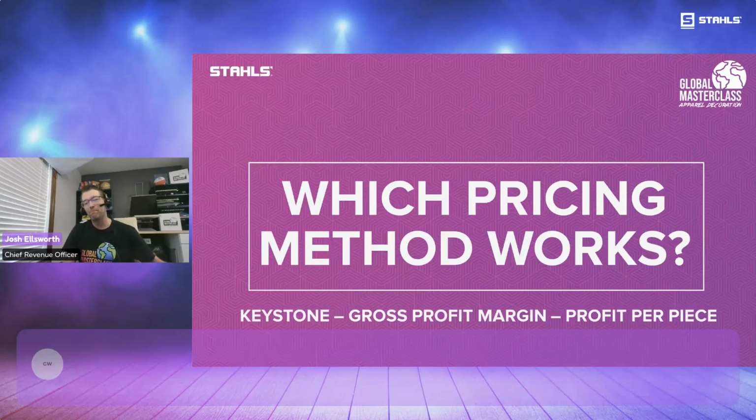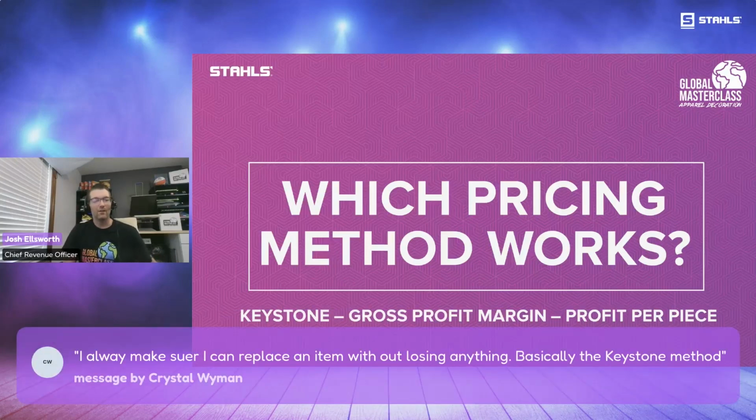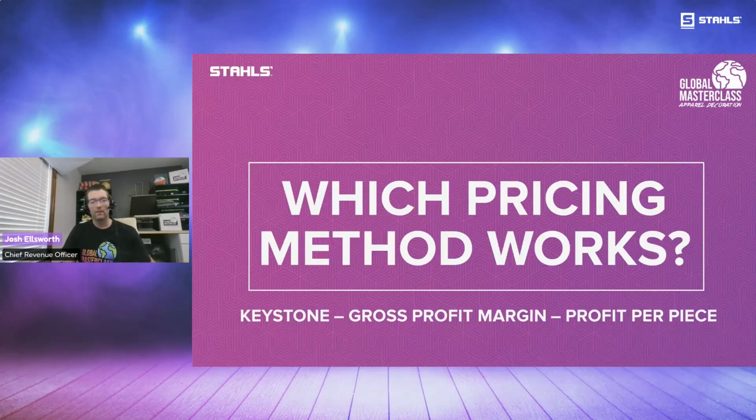Let's take a look at another comment. So Crystal says, I always make sure I can replace an item without losing anything. So basically the keystone method. Yeah. So you're making sure that you cover the expense of the item in your profit. So if you do have to replace something, you're to break even. So I haven't heard that before, but that's an interesting approach to it. Certainly a safe approach by deploying a version of the keystone method.